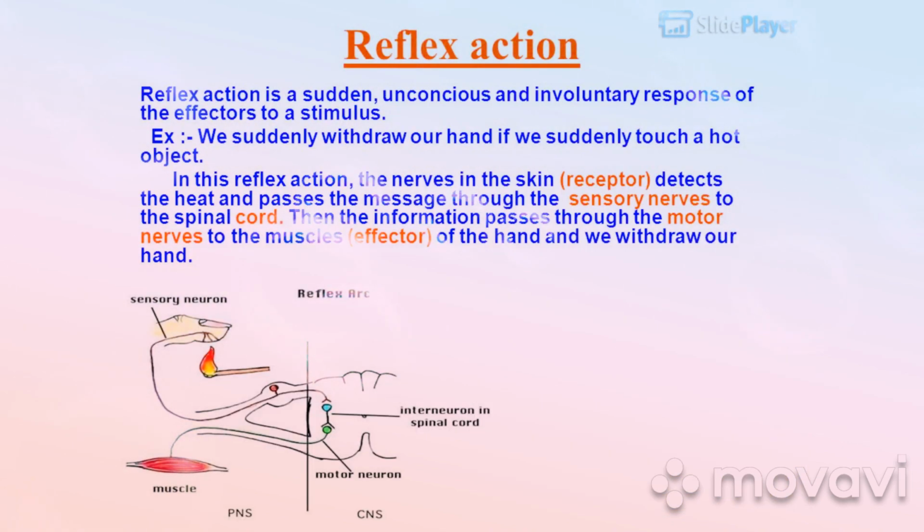Reflex action. Reflex action is a sudden, unconscious and involuntary response of the effectors to a stimulus. E.g., we suddenly withdraw our hand if we touch a hot object. In this reflex action, the receptor in the skin detects the heat and passes the message through the sensory nerves to the spinal cord. Then the information passes through the motor nerves to the muscles, the effector, of the hand, and we withdraw our hand.